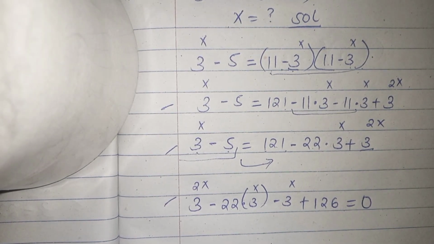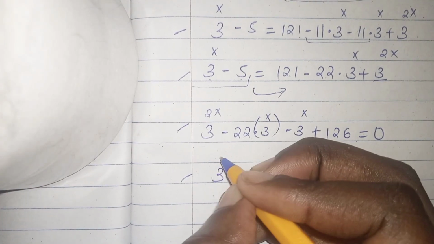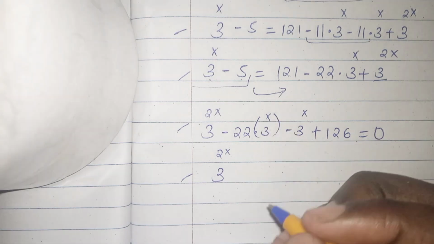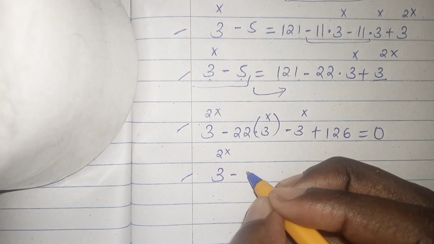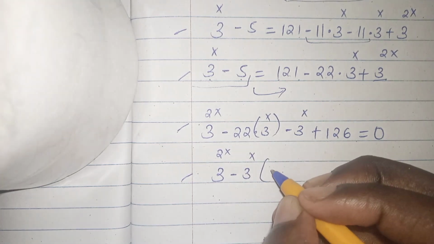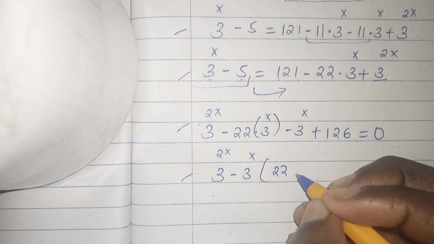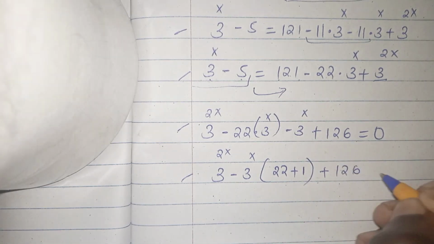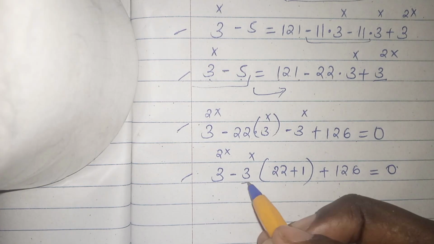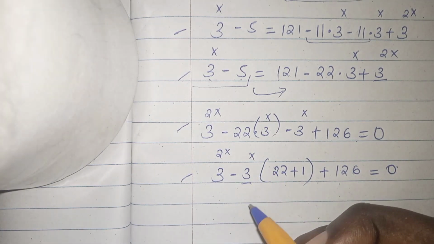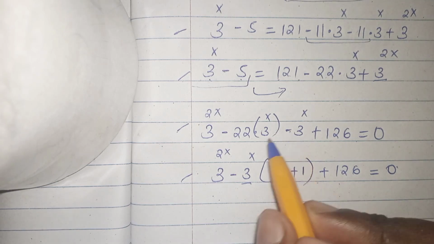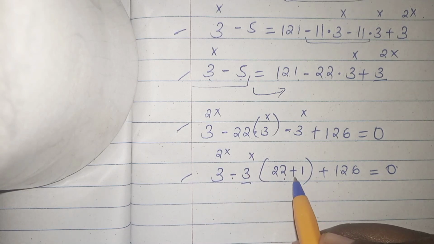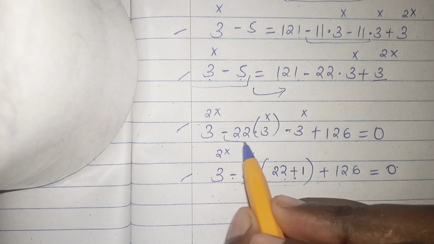Okay, so in our next step, 3^(2x), then we shall now bring 3^x outside the bracket, so this is 3^x into 22 plus 1, plus 126 equals 0. So here we factored out 3^x. Then we have 22 because we have negative and negative, and we factored out negative 3^x. We shall now have a positive sign over here. So this will still give us this.